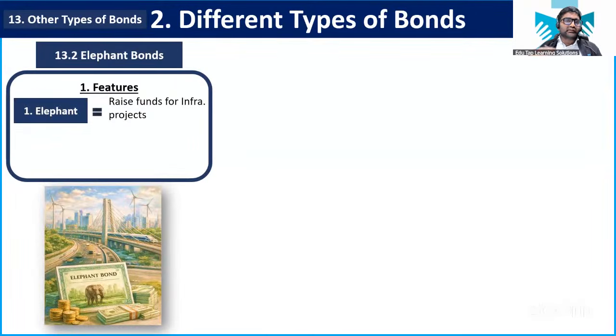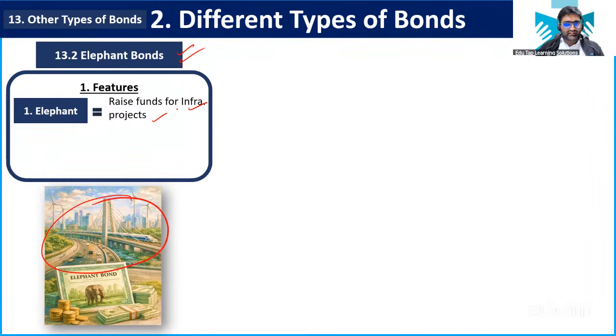Now moving ahead to certain other kinds of bonds. There are some miscellaneous bonds or other types of bonds. Not many questions have been asked, but yeah, we should know about them so that if any question is asked, we are able to answer them. Now, elephant bonds. Elephant is a huge amount bond. Okay, remember it like that. Elephant bond is used for development of infrastructure.